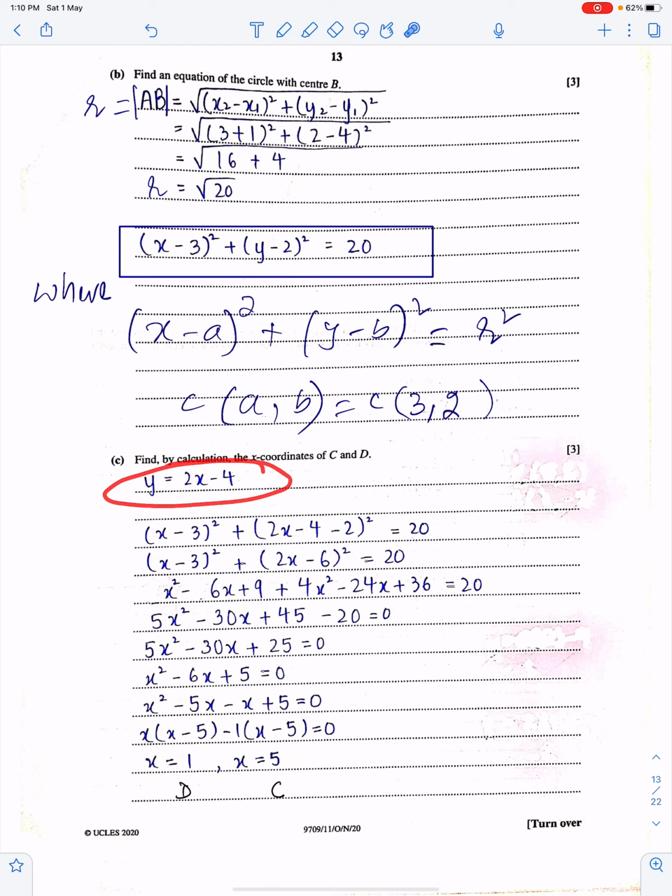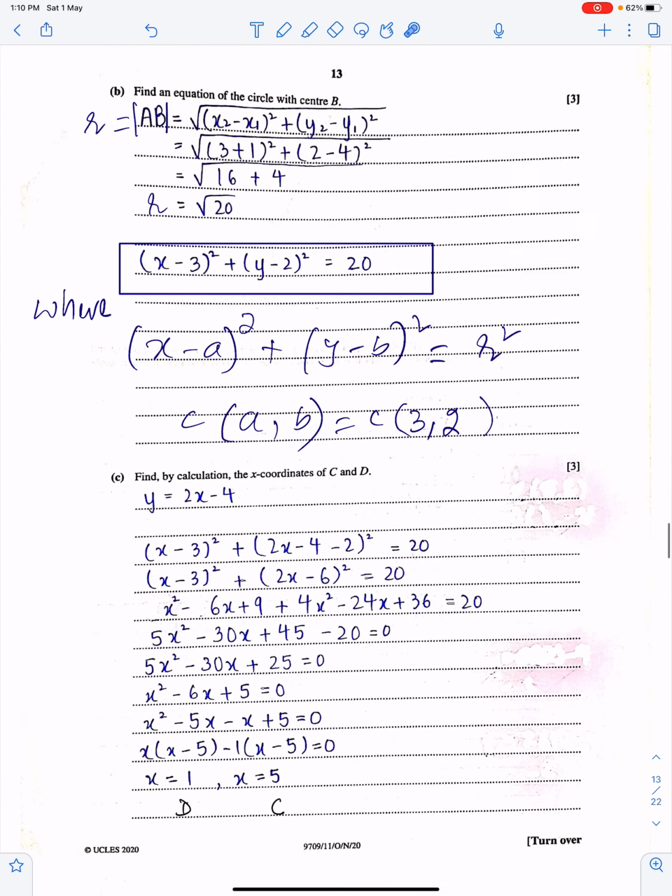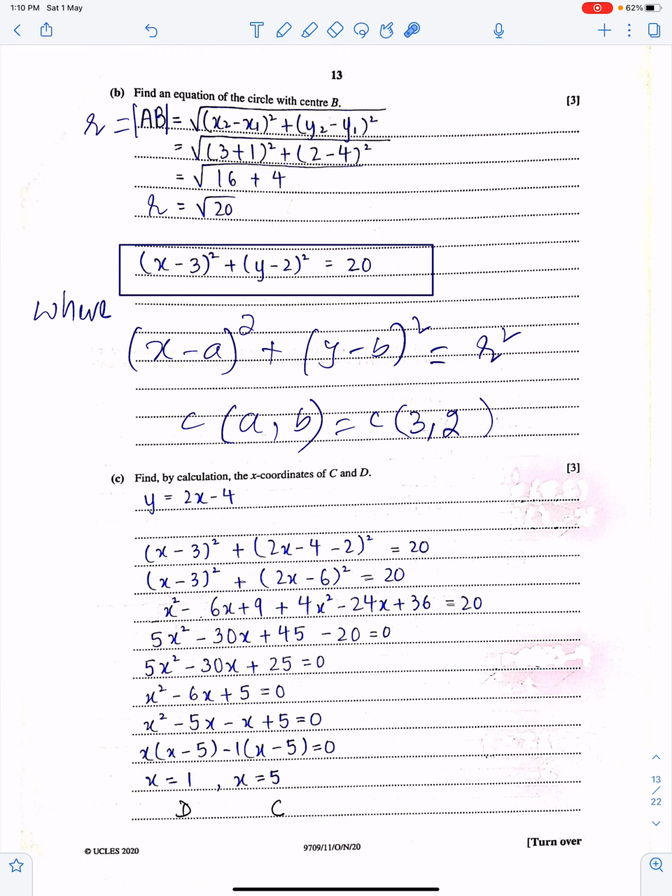Here is the equation of the tangent and this is the equation of the circle. By substituting y here, we have this equation. By simplifying and factorizing this equation, we have the coordinates of C and D. This is the x coordinate of D and this is the x coordinate of C, because C is above D, so the x coordinate of C is greater than the x coordinate of D according to the diagram.